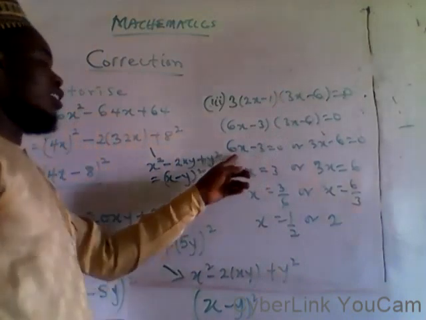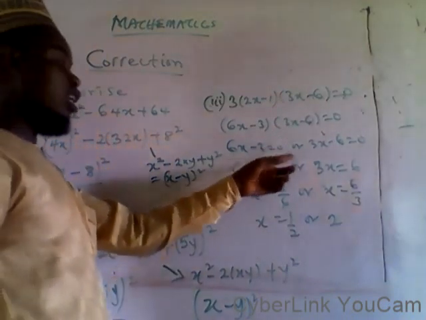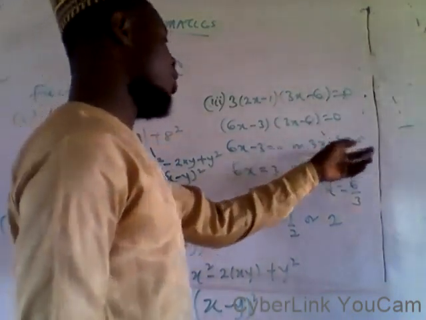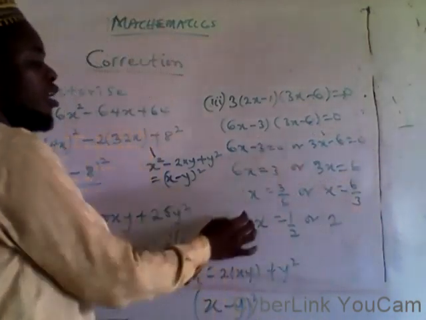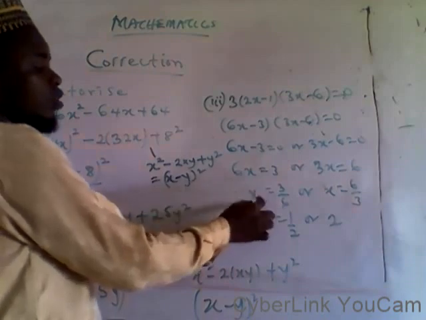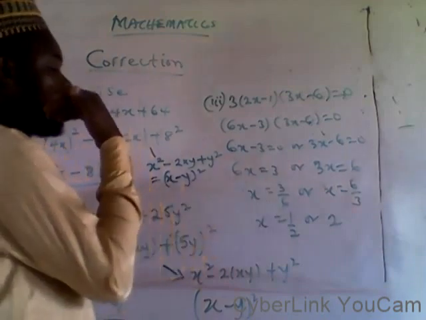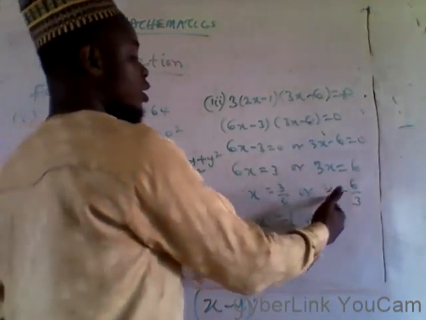So you have your 6x minus 3 equals 0, and you also have your 3x minus 6 equals 0. So taking this one to this side, you have this. Then divide through by 6. You're going to have your x equals 3 over 6, right? And you also have your x equals 6 over 3.